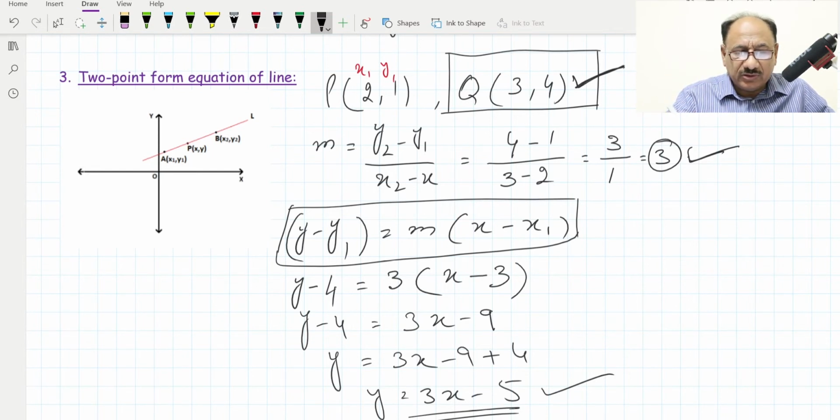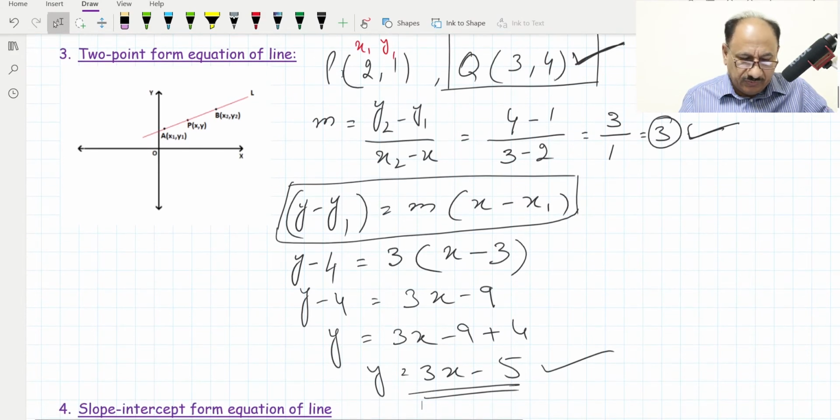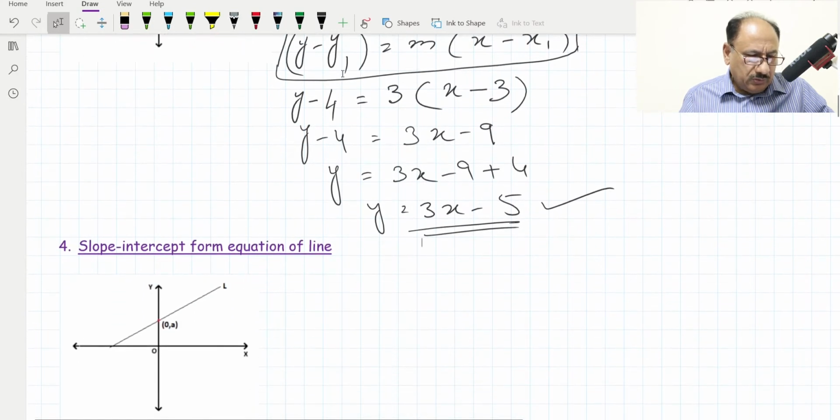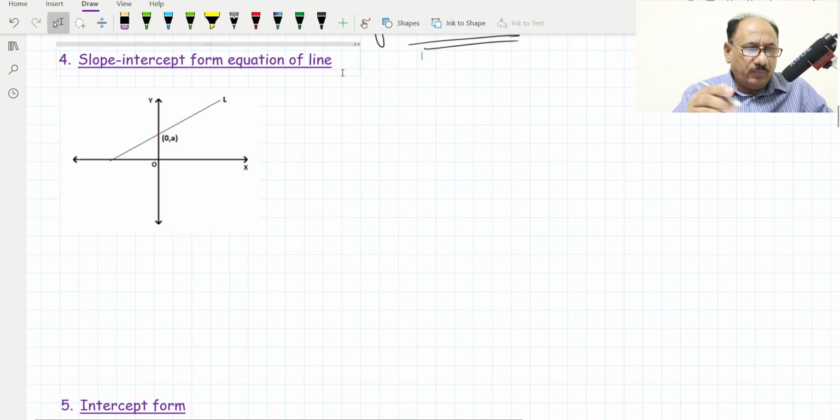So we will be using slope and any point, slope and any other point, which is when 2 points are given. So by using any of those 2 points, we have written the line. Now the equation of line in slope intercept form also we can write.